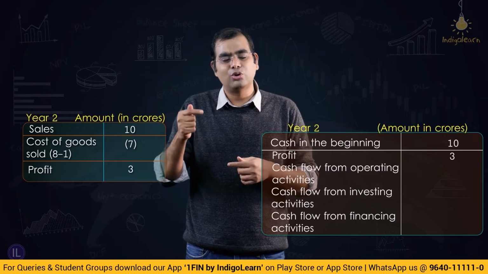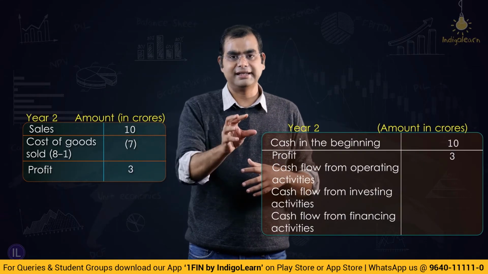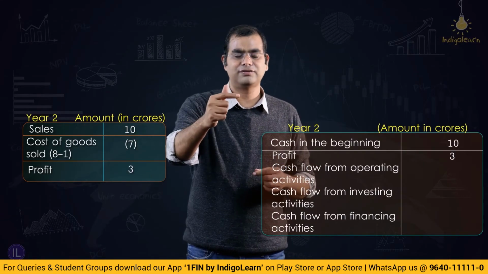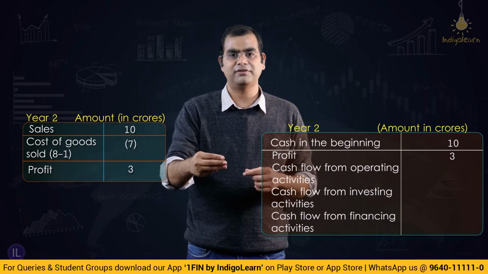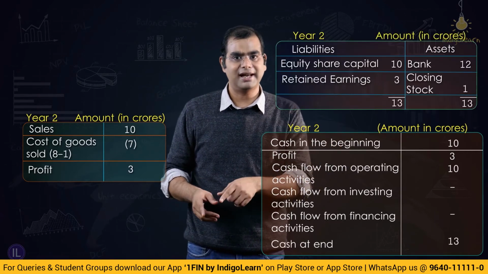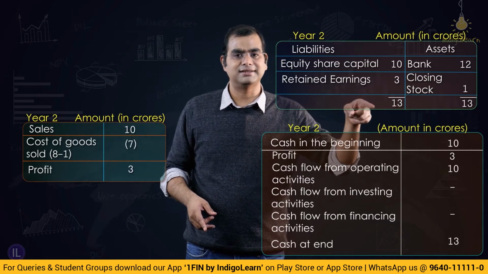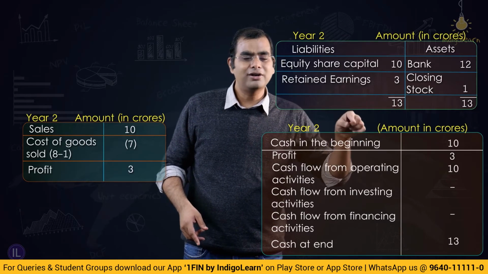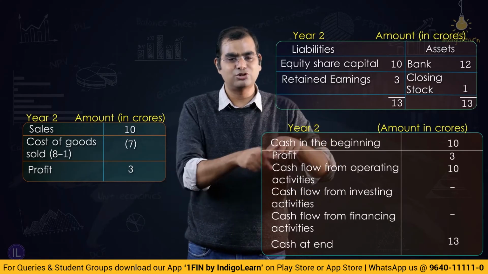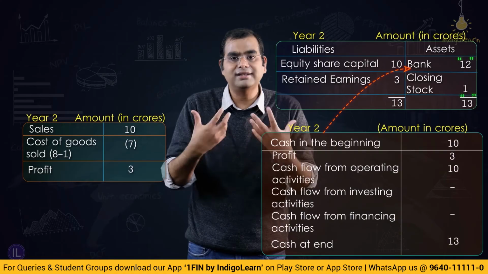How do you show that 1 crore in your cash flow statement? See, if you directly take 3, what is going to happen? 10 crores of opening cash balance plus 3 crores of profit. So 10 plus 3, 13. What does our balance sheet say? Our balance sheet says 12 crores is what is lying in my cash balance or bank balance, whichever it is. 1 crore is lying as stock. So are these two matching? No, they're not matching. Why? How do we make them match, or why are they not matching?